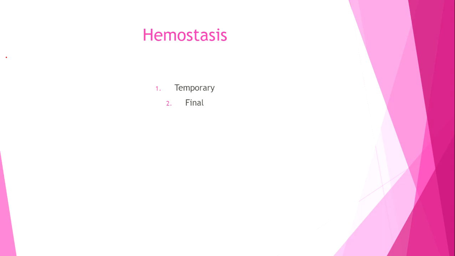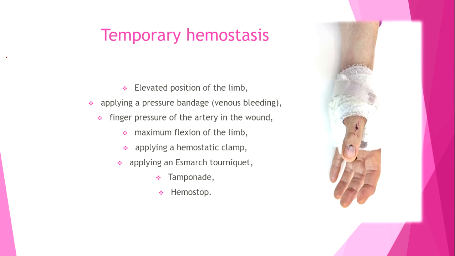Hemostasis. We deal with two types of hemostasis, temporary and final. Temporary hemostasis we make when we give the patient first aid, when we must transport this patient to the hospital. And final hemostasis we make in the hospital, most of all in the operating theater. Temporary hemostasis. First of all, elevated position of the limb. Second, applying a pressure bandage.